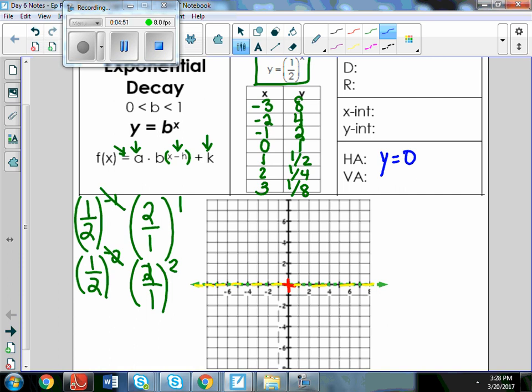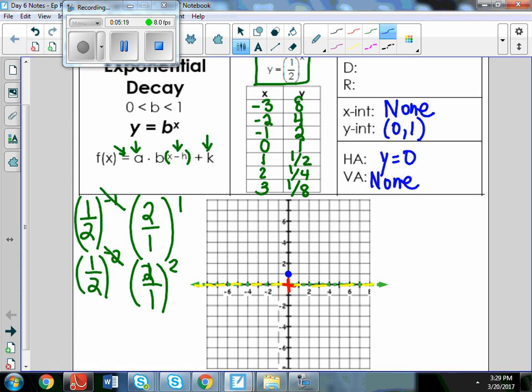There are no vertical asymptotes. Its y-intercept, so we're getting ready to start plotting it. From my little target, I have (0, 1). That's my y-intercept. It's not going to have an x-intercept because it has a horizontal asymptote. It's never going to cross that dashed yellow line.